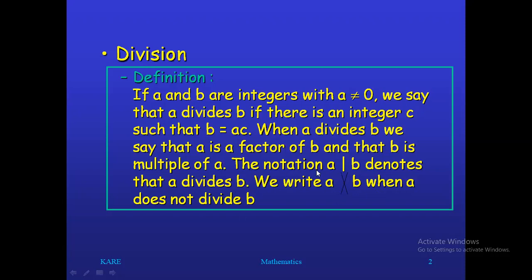And this notation a slash b denotes that a divides b. And if a does not divide b, we'll be using this symbolic statement, a slash with a small cross mark. When a does not divide b, we'll be using this symbolic statement. Here I'm just considering a divides b. So when a divides b, then a is said to be a factor and b is said to be a multiple, and c is nothing but some integer. This is the basic concept about division.